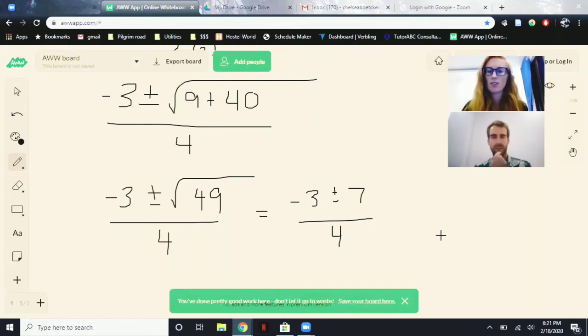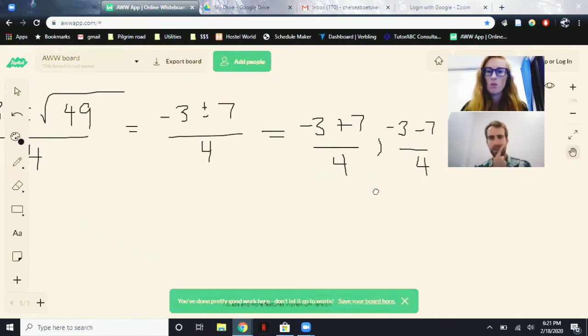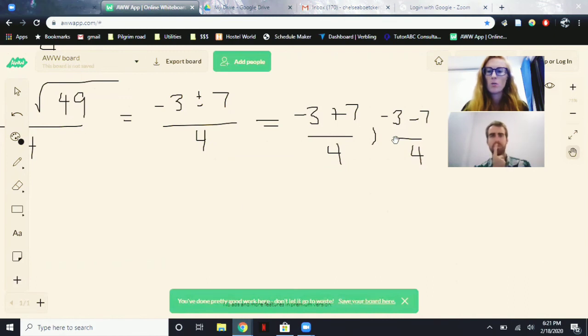Right. Yes, good. And so once we get it here, we're going to now break it into 2 different problems. So we're going to break up this plus or minus. So we're going to say negative 3 plus 7 over 4, and I'll put a comma, and negative 3 minus 7 over 4. That makes sense? Okay. So I'll move this right here. And so we're going to finish this problem up.